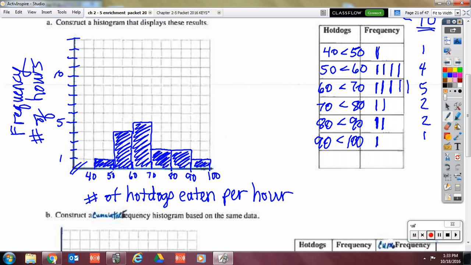The 90 goes into the 90 to 100 bar. It doesn't go in the 80 to 90 bar. The 90 has to go in that bin.